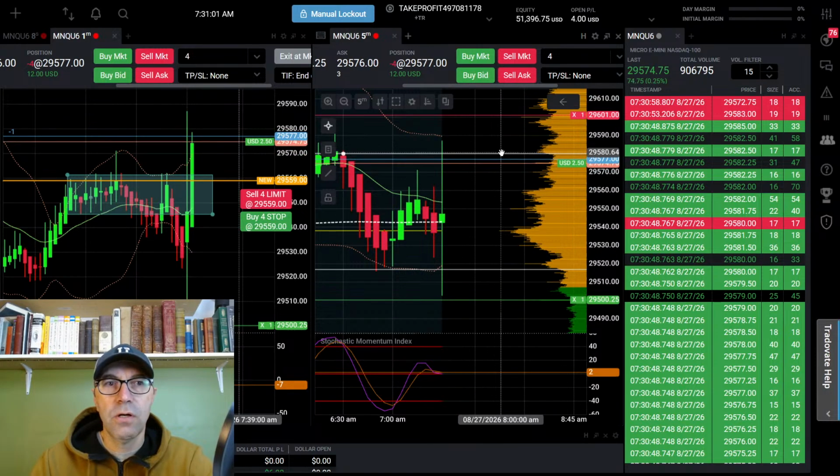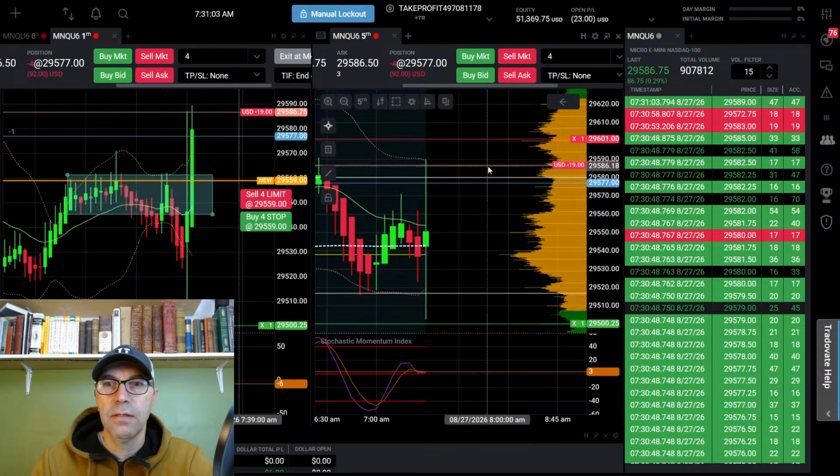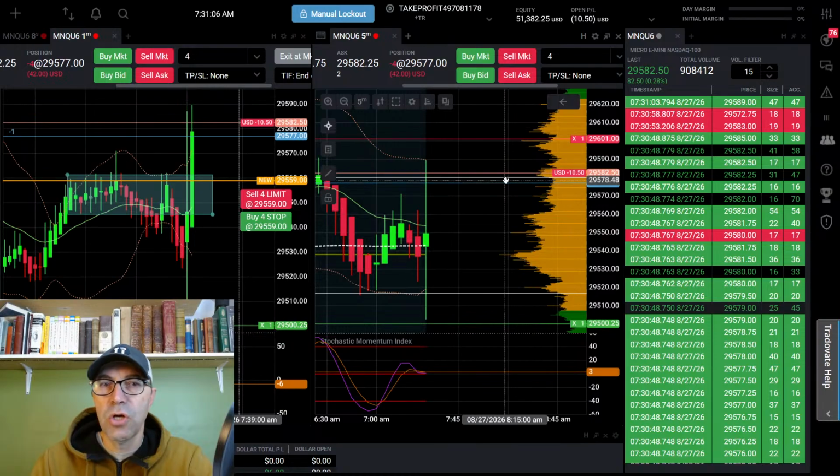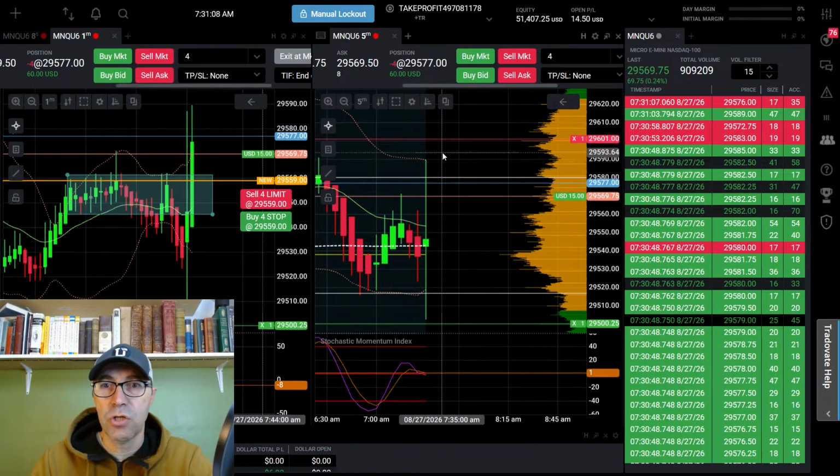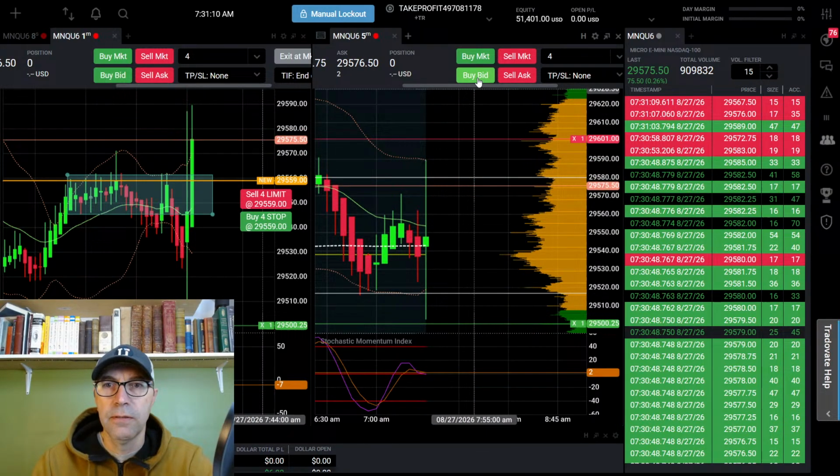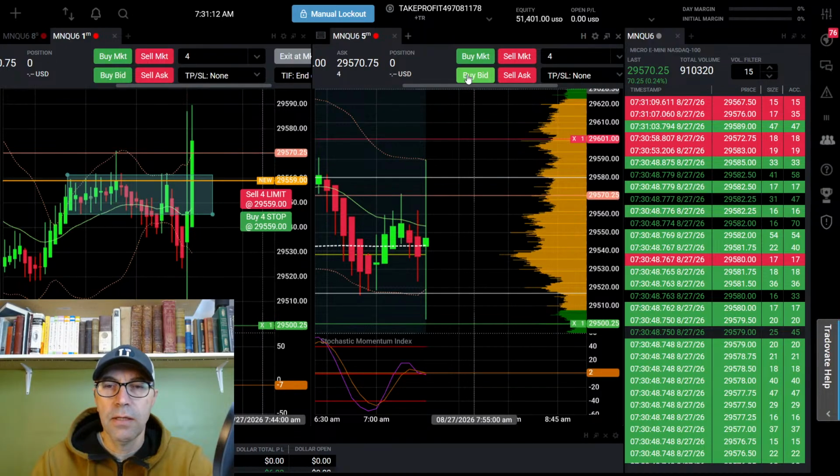Or we're going to squeeze it all the way up? I expect it to go up higher. I just bought a short. I expect it to go up higher simply because of the Nvidia outlook.